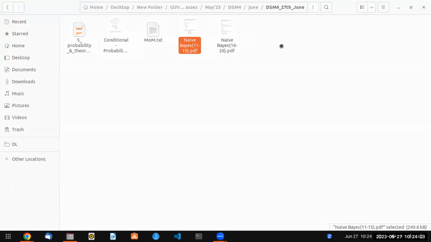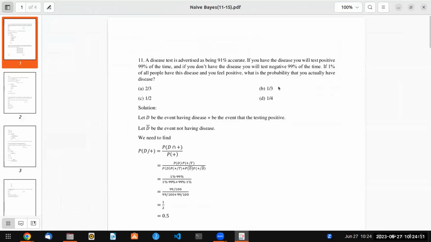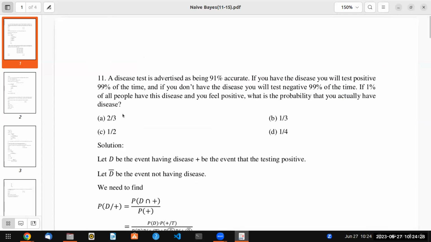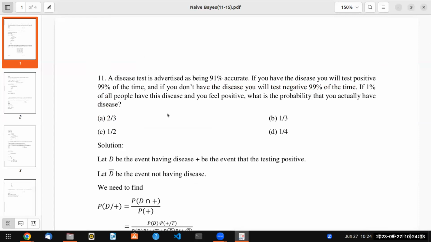I'll give you 2 minutes. You go through the questions, the first question, and whatever we studied right now, you try to correlate with that. I know it will be a bit difficult initially, but the more important thing is you have to practice with these questions. That's why I'm providing all these PDFs. Please go through this question and try to solve it using what we just learned: likelihood, prior, posterior. Take 2 minutes. I'm going on mute, guys.